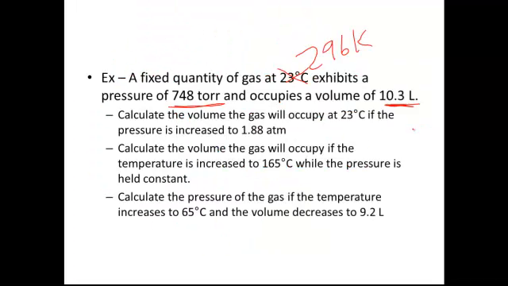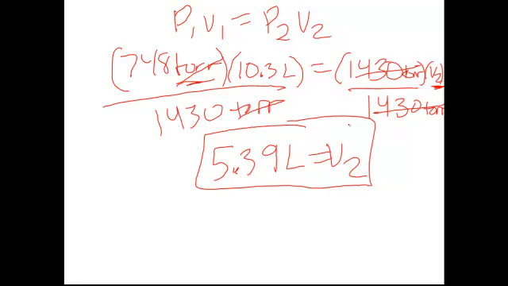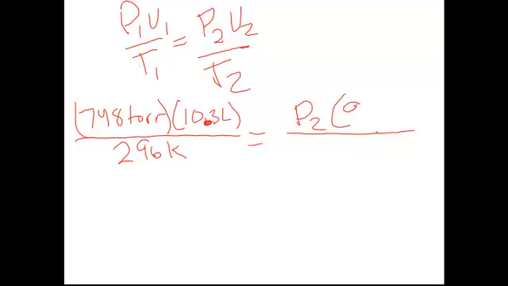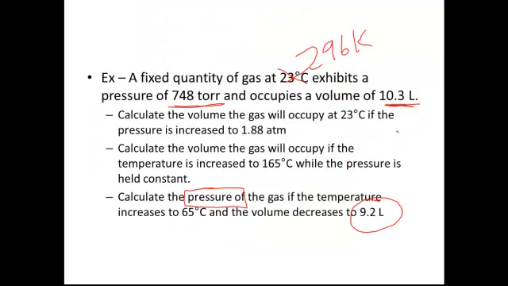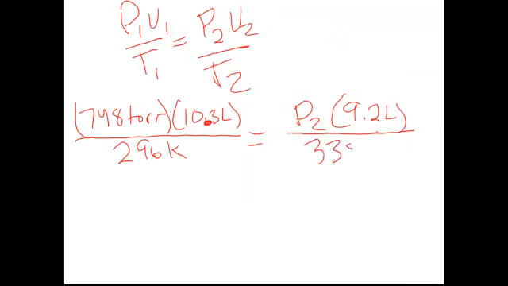So let's check in the question. They're asking us for that. Calculate the pressure. So that's our unknown. So P2 times our final volume. Final volume is 9.2 liters. And then our final temperature is, again, 65 plus 273 is 338 Kelvin. So 338 K.